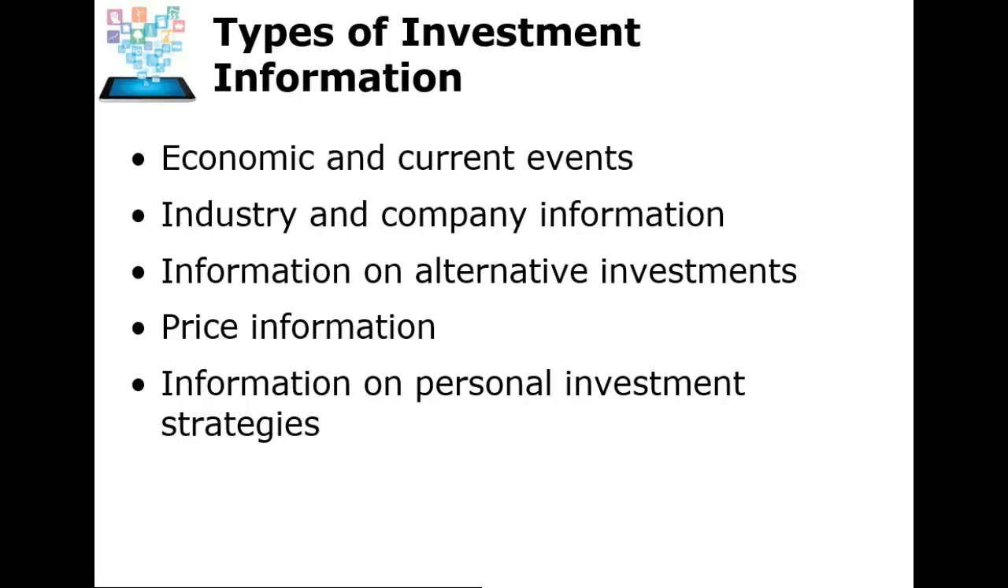Okay, so types of information. You have your economic and current events. So this is what's happening with jobs, employment, the government, interest rates, current events as far as political turmoil, different wars, oil issues, countries not getting along, these types of articles. Even something as scary as Ebola.